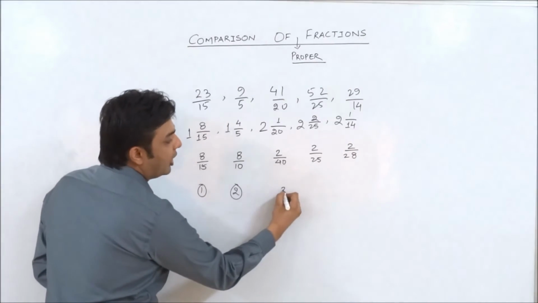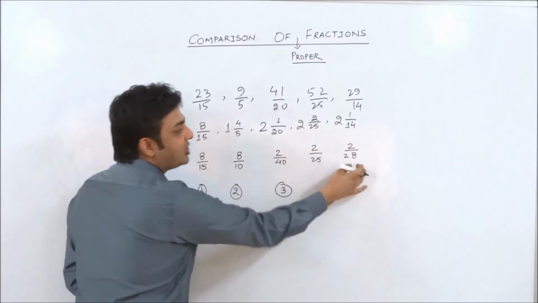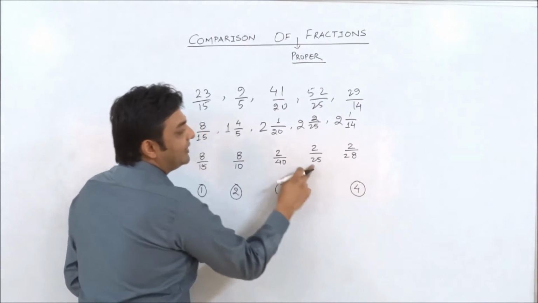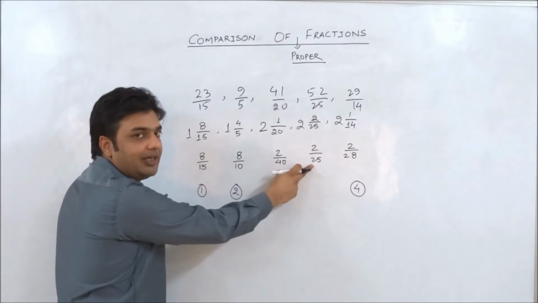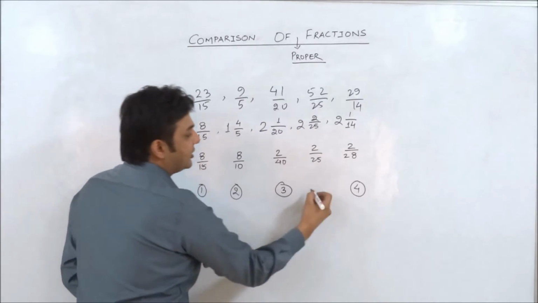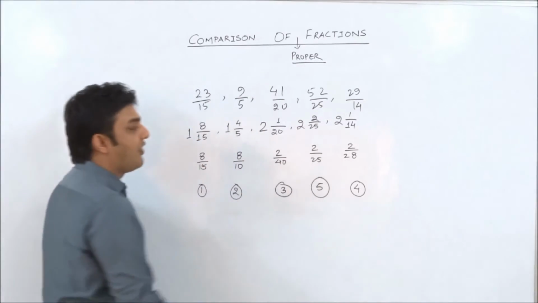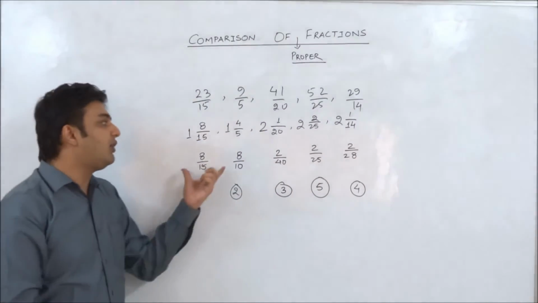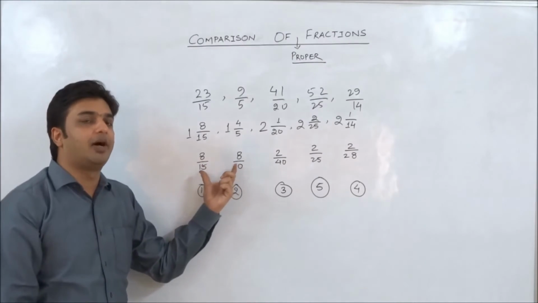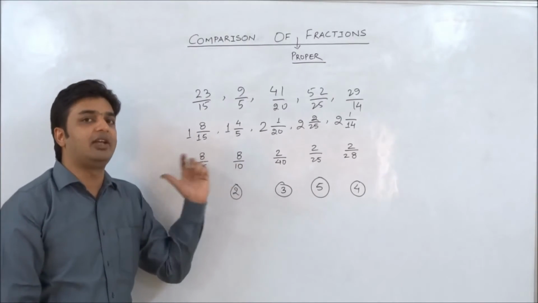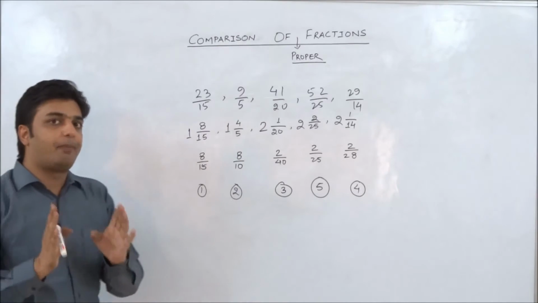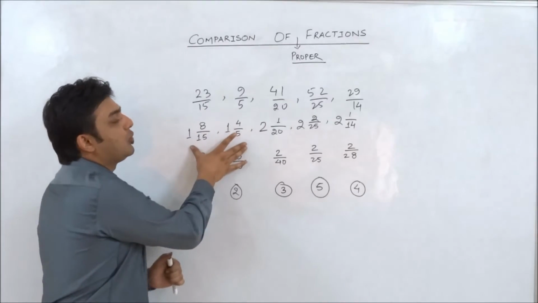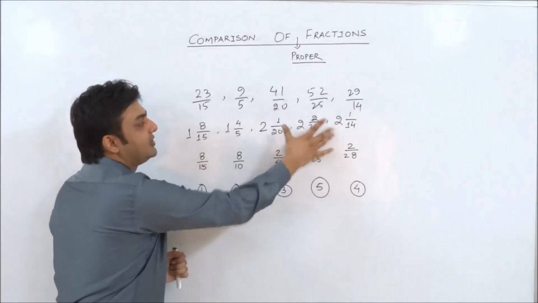So this is going to be third. This is going to be the next. So this is going to be fourth. And the denominator is the smallest. That means the number is the greatest. So this becomes 5. So here what we have done is we have just manipulated the numbers and made the numerator same in both the cases. However, the point to be noted here is these two are going to be smaller than these three.